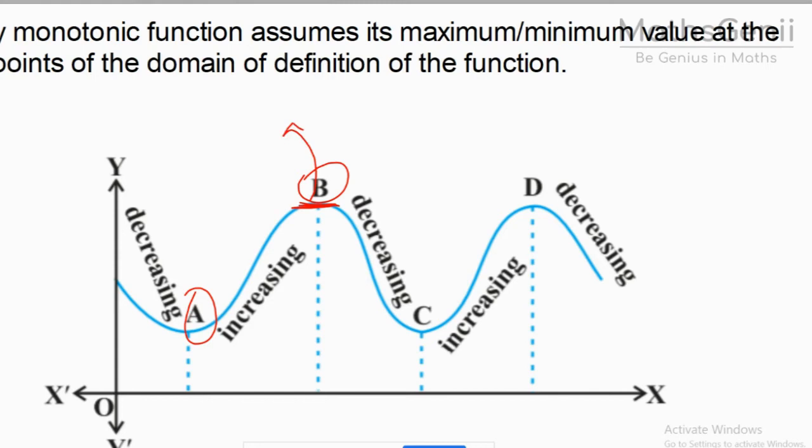So B is the point where it has reached the maximum. Correct? Now it cannot reach further maximum. This is the maximum, highest value. So this is local maxima. Now from B it is decreasing, decreasing, decreasing till C. Now again it has started increasing. So from B to C it is decreasing. This is the lowest value, correct? So this is local minima.